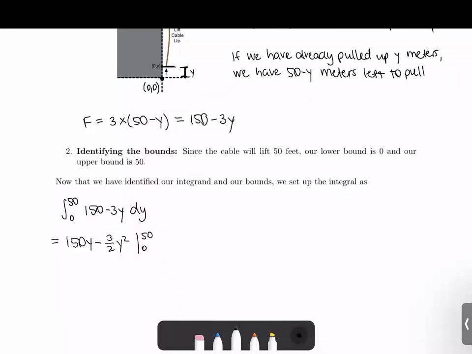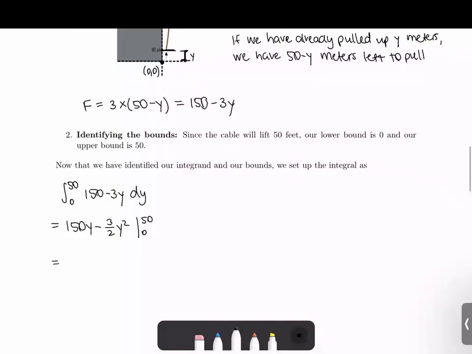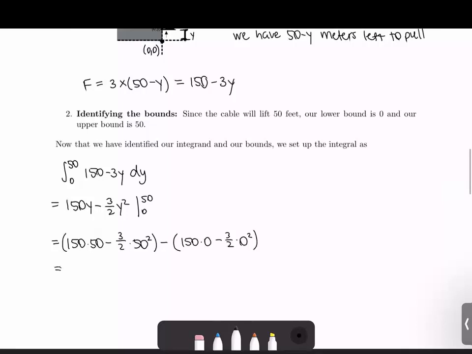And then I'm going to evaluate this using the first fundamental theorem of calculus, where I'm going to plug in my 50 first. And then I'm going to subtract, plugging in my 0. Okay, so I'm going to have that 150 times 50. You may need to break out your calculator for this one. I'm going to multiply it by 50. So that's going to be 7,500.